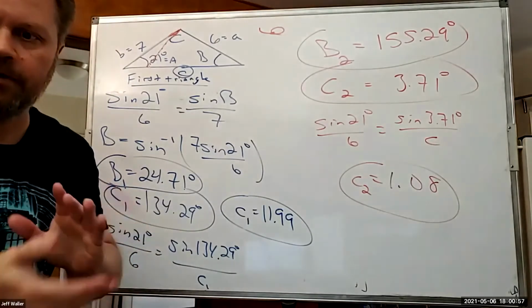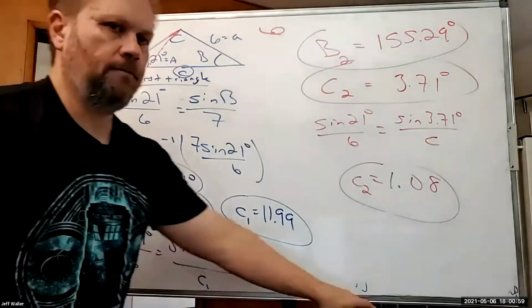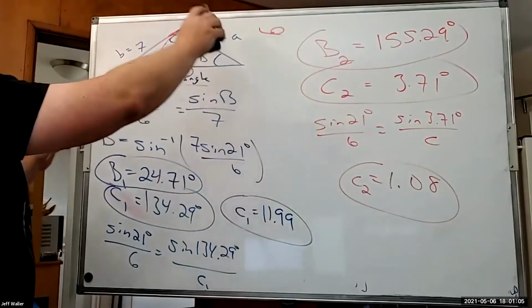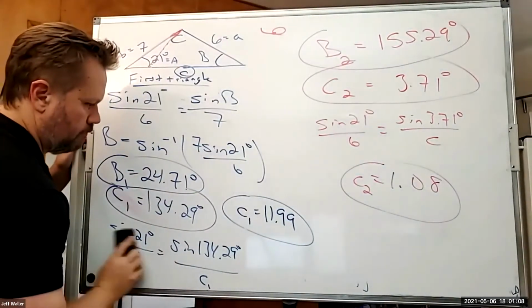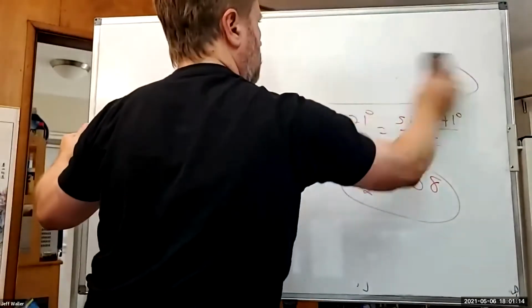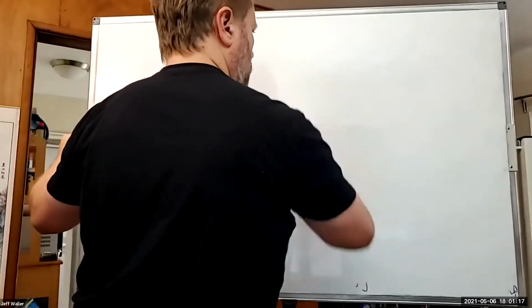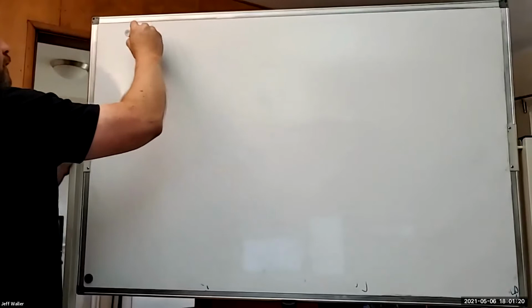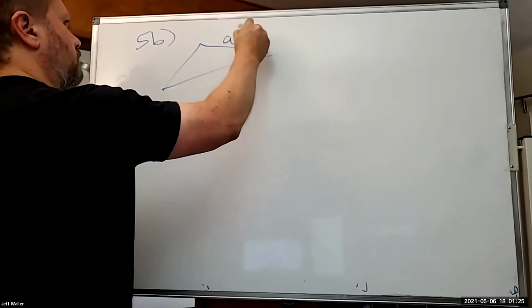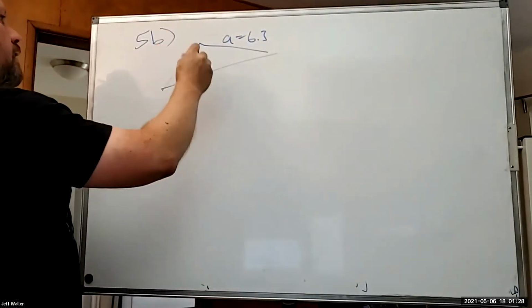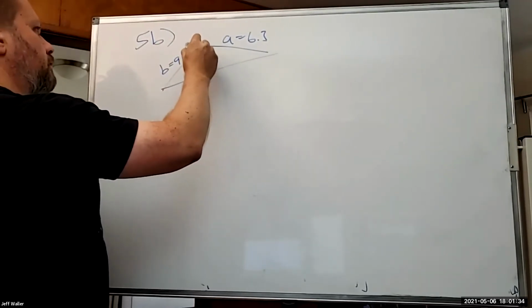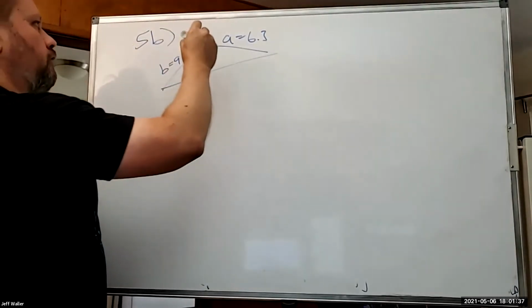Oh, we still got to do 5B from the practice quiz. Is everybody good with that one? Okay. 5B gives us A is 6.3, B is 9, and angle C is 105.